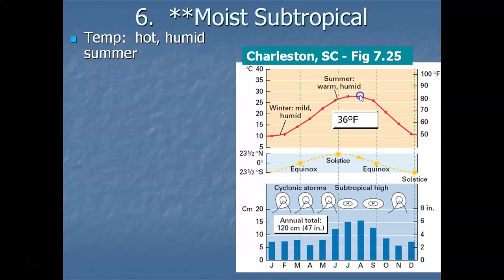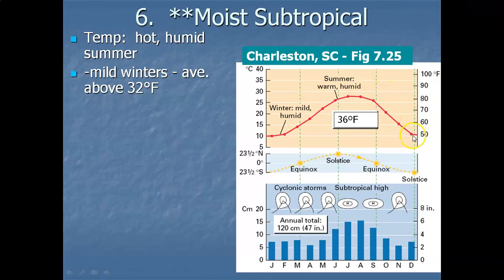And do you remember our first climate, the wet equatorial, where it averaged 80 degrees all year long with no annual temperature range, and it was hot and humid? So just think of our summertime temperatures and you get some idea as to what it's like in the wet equatorial climate. Now the other thing is what subtropical is.